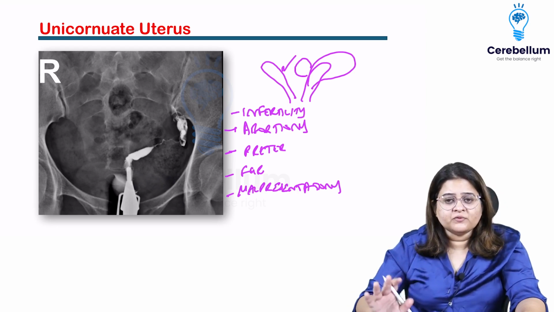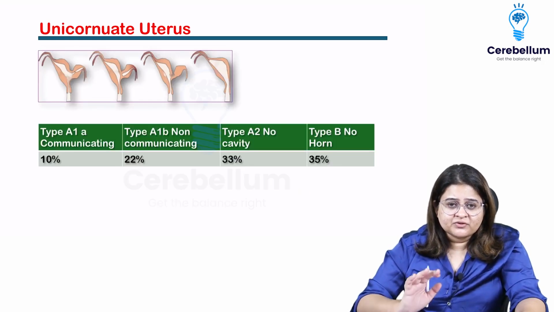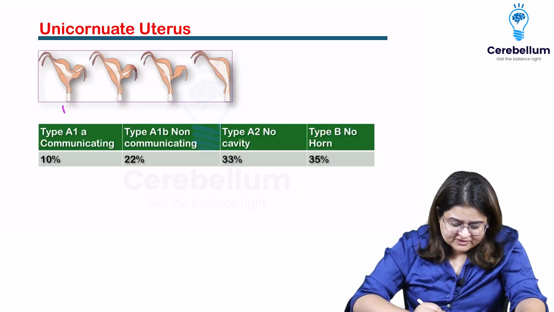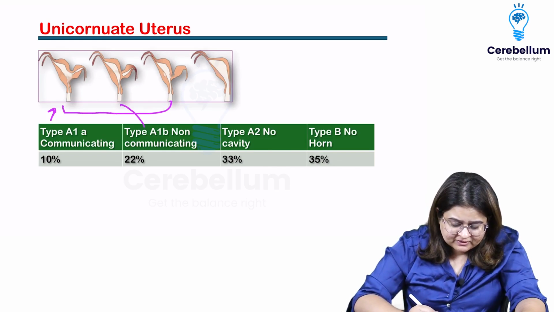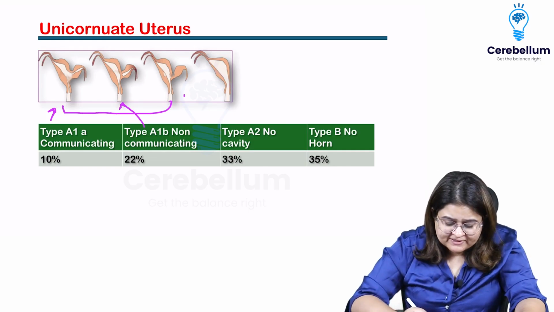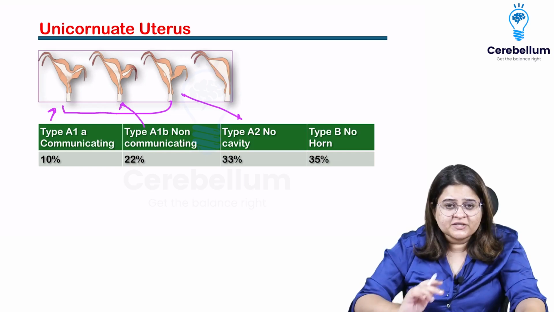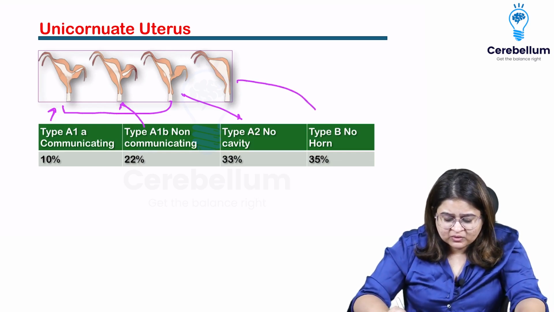Okay, so this is how unicornuate uterus will present. But if there is a rudimentary horn, look at these first 3 pictures. This is a communicating horn. This is a non-communicating horn, but which has a functional endometrium. This is a horn which has no cavity, nothing inside, just a horn attached. And this is no horn.